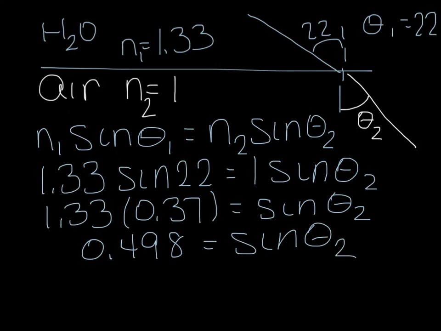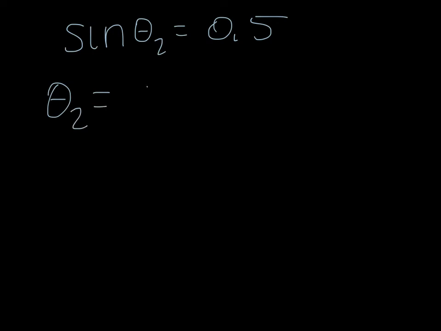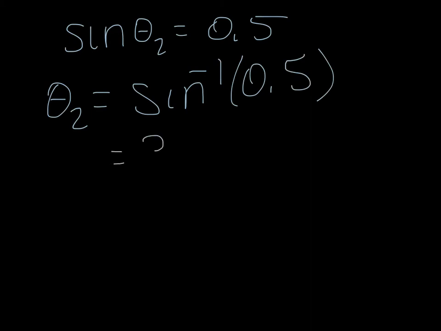I'm going to go ahead and round. So this is the same thing as 0.50 equals the sine of theta 2. You do the inverse sine. So sine of theta 2 is equal to 0.5, which means theta 2 is equal to the inverse sine of 0.5, which is 30 degrees.